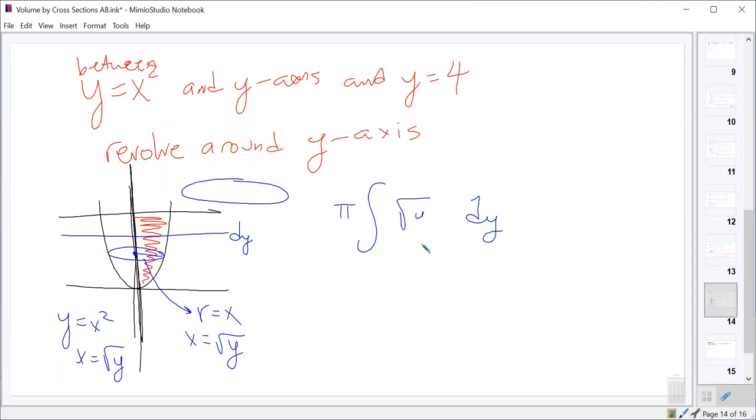Root y squared dy. What are our limits of integration here? Zero and 4. It should be 0 for the lower limit because we're going, now in terms of y, from the bottom to the top. And the top was y equals 4, so our highest value is 4. Everybody good with that?